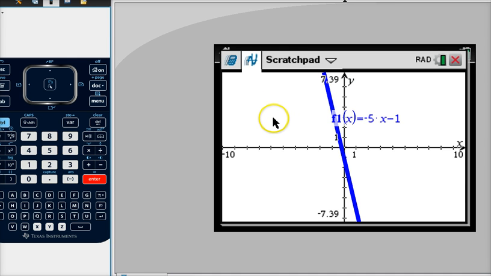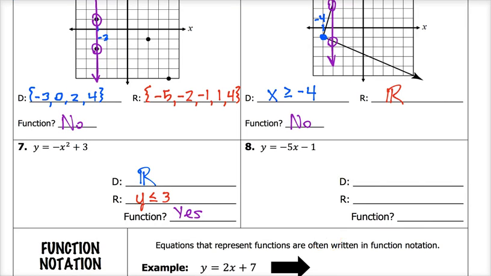All diagonal lines have a domain and a range of all reals. Okay, they go forever to the left and right in both directions and up and down. So the domain and range of this graph will be all reals. And to answer whether or not it's a function, all diagonal lines are functions. So that's a yes. They always pass the vertical line test.